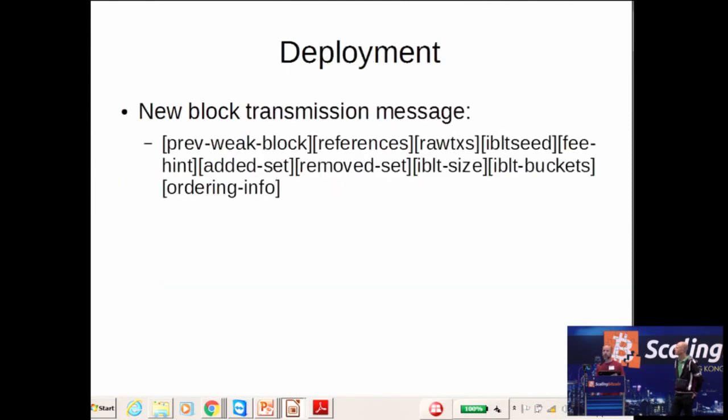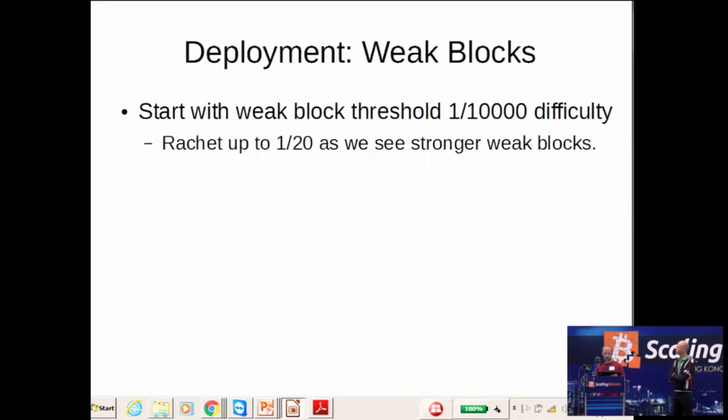Okay, so let's assume, what would this look like when we actually deploy it? So we have a new, basically, block transmission message, and this allows us to do either IBLT or weak blocks, which is pretty straightforward. We just linearize it all.